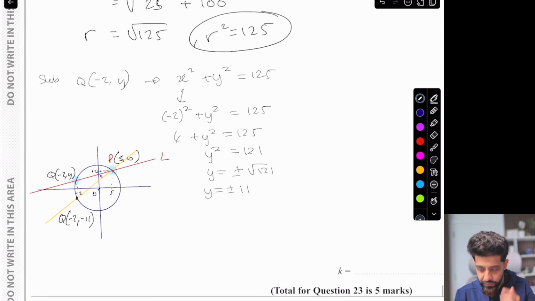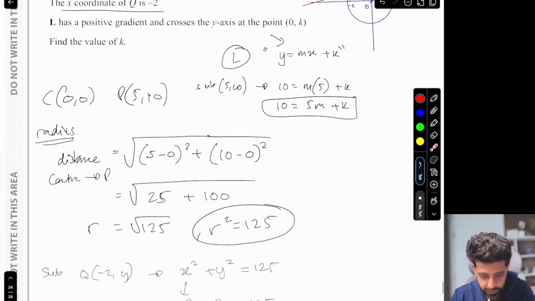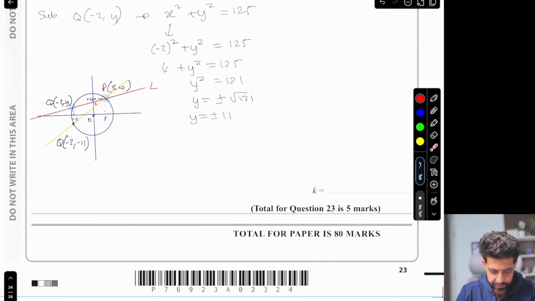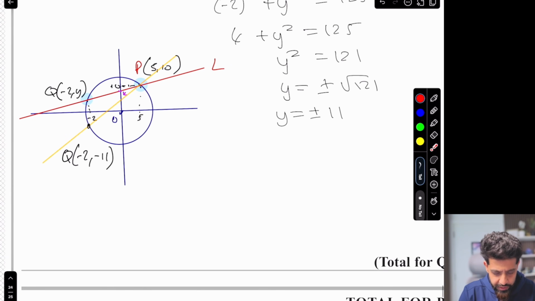But the important thing to remember is that the gradient has to be positive. In both examples, the gradient is positive. Now, what other information do we have? So let's find the gradient. We can have two versions of Q. Remember that. We've got a positive 11 version and a negative 11 version of Q.